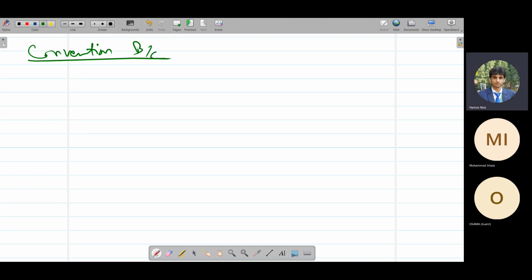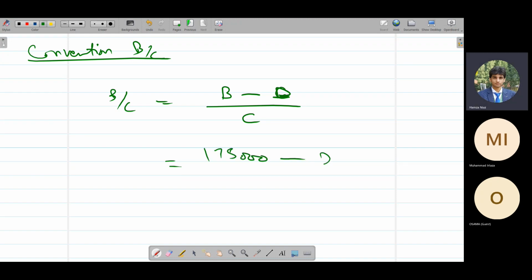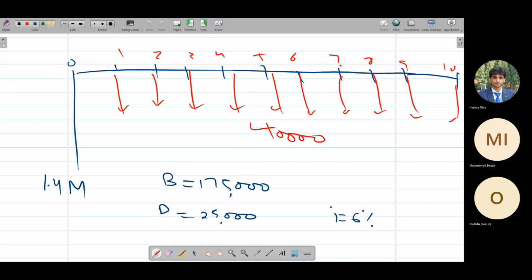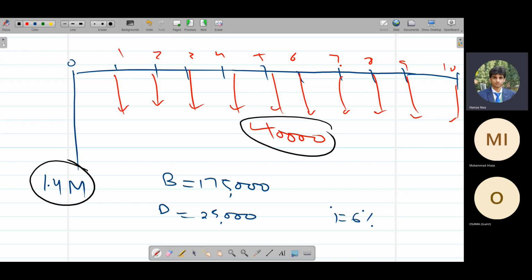benefit over cost cases. So the conventional B by C says that all the benefits minus all the disbenefits, divided by all the costs. B minus D over C. So we have B as 175,000. We have D as 25,000. The loss of income is 25,000. C. So in the conventional B by C, we have to find the annual worth of these two values.